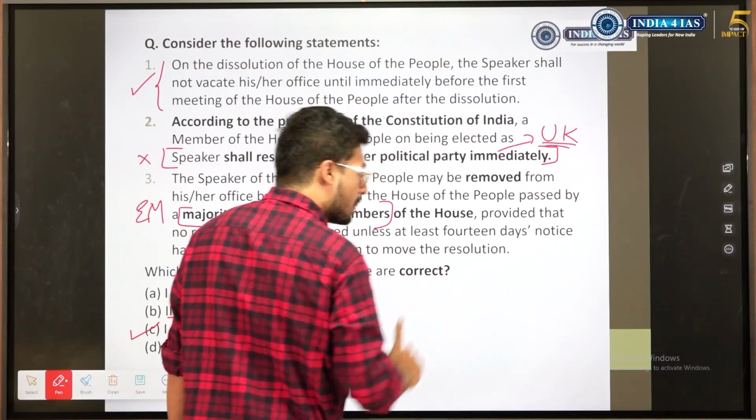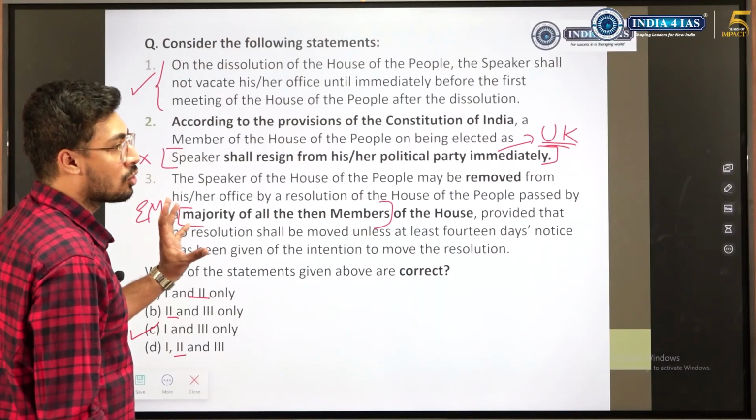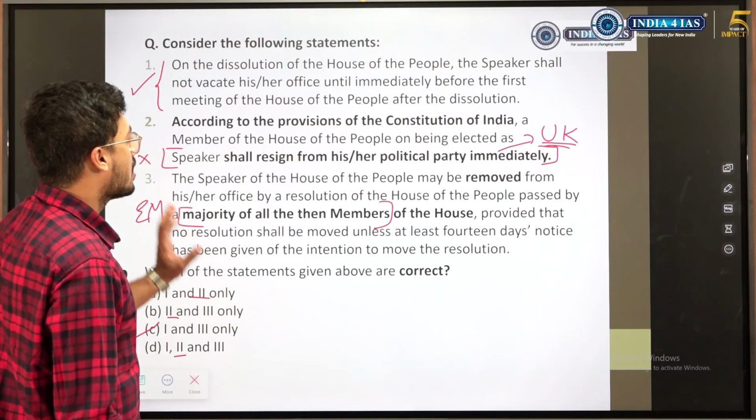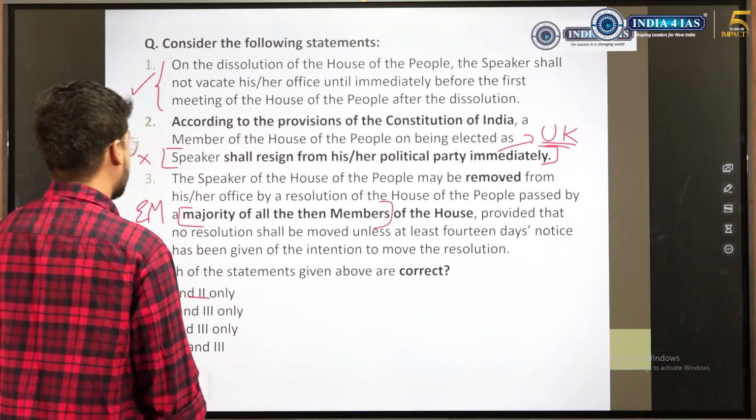So in a Mains answer on the Office of the Speaker, this is one of the recommendations we need to put: to uphold the impartiality of the Speaker, the Speaker needs to resign from his political party once he is elected to this office.